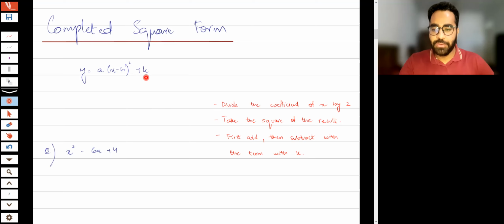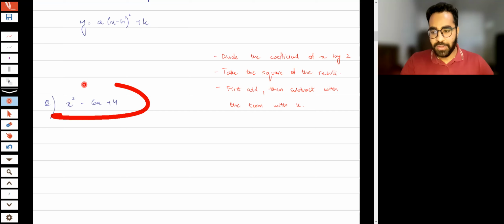There's another reason to convert this equation into this form, and that is to sketch a quadratic graph. The values of h and k give you the coordinates of the turning point, and this value of a helps you figure out if it's going to be a maxima or a minima. If you need to understand what a maxima and a minima are, you need to look at the previous video in which we have discussed the shape of a quadratic curve.